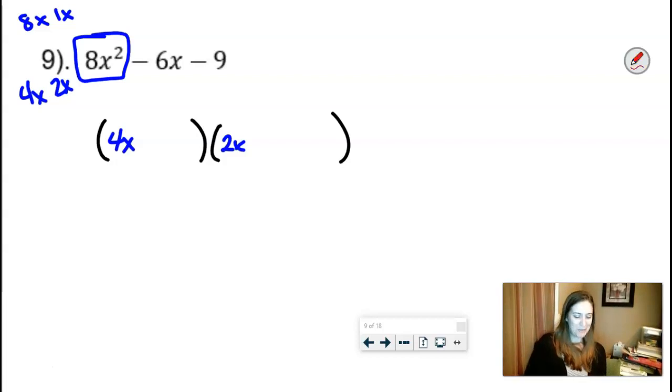Okay, so now we're going to move on to the end of the problem. And I need my last numbers to multiply to a negative 9. So first thing I notice is negative means I need two different signs. I need one positive and one negative. I'm not really sure where to put the signs.